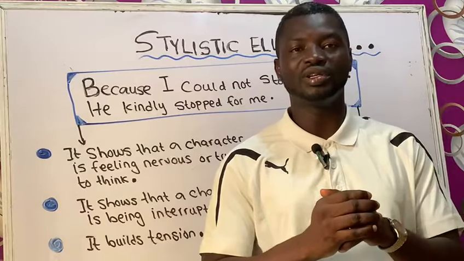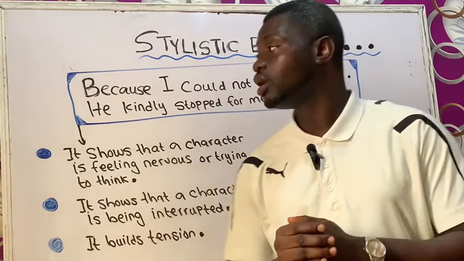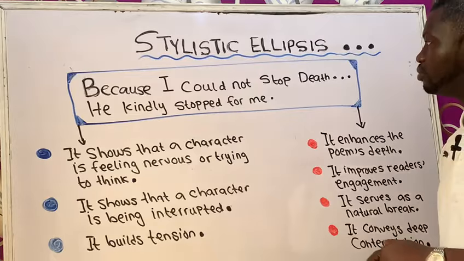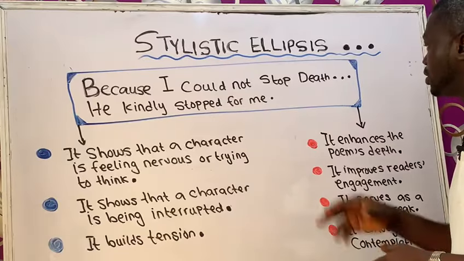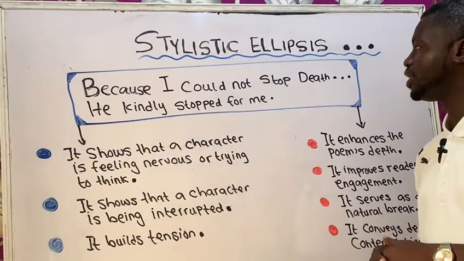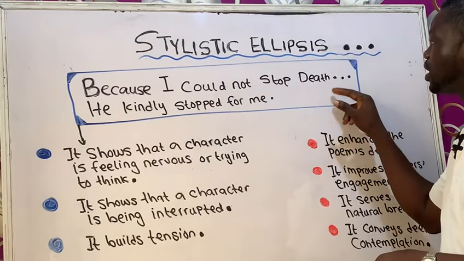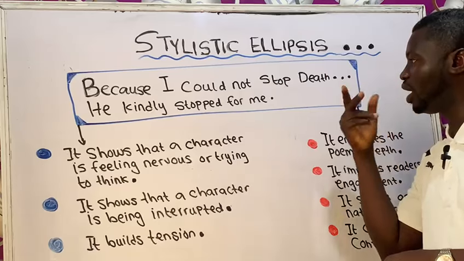I think this example on the board might make some sense to us. This is an extract from a particular poem. "Because I could not stop death, it kindly stopped for me." You can see our ellipsis. If you look at this ellipsis, like I mentioned, this is an extract of a poem, a line from a poem.